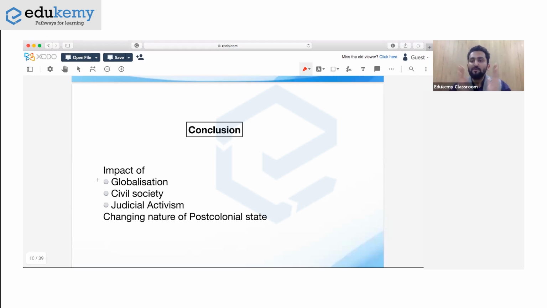Now, when it comes to impact, don't you think globalization has impacted the post-colonial state? Right. But now the point is, you have to gain marks. Don't generalize your conclusion. Your conclusion should be specific. How can it be specific? Don't you think globalization has modernized the economy?